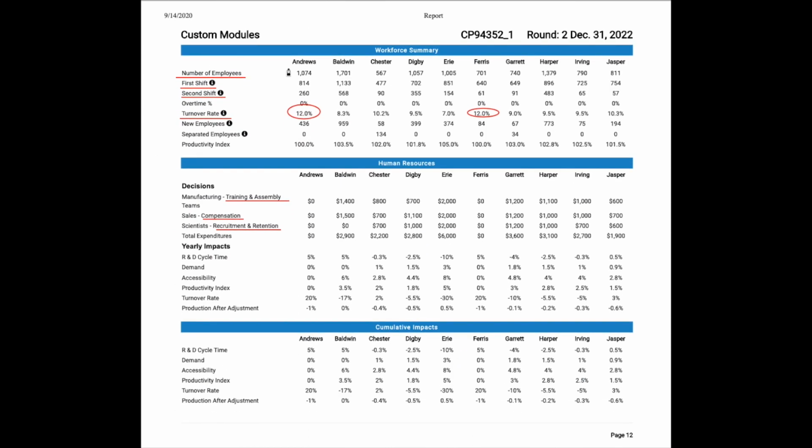On this page, customer modules, I want you guys to focus on the number of employees. It shows how many employees each firm has, whether they have a second shift in addition to the first shift, and also the turnover rate. Turnover rate is very important. You don't want to train your employees over and over again, because it wastes time and also costs a lot of money. So make sure, do you pay your employees enough? Do you give them training? Do you give them compensation and recruitment, retention? Those are very important factors your team needs to pay attention to.